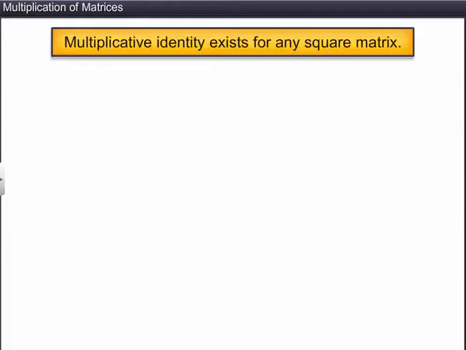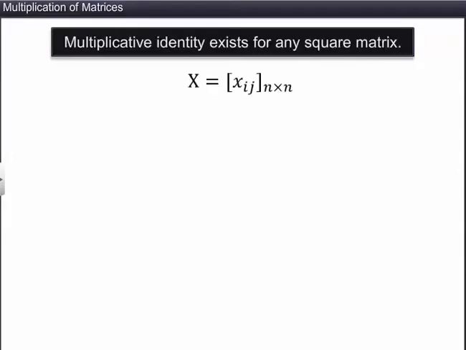Multiplicative identity exists for any square matrix. If X is a square matrix, there exists an identity matrix I of similar order such that X multiplied by I is equal to I multiplied by X, which is equal to matrix X.